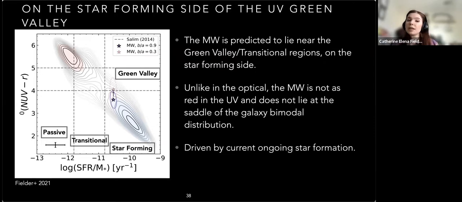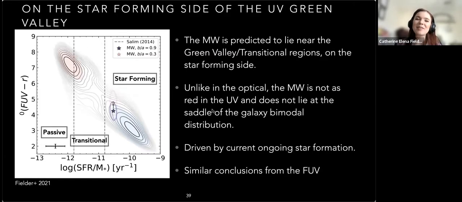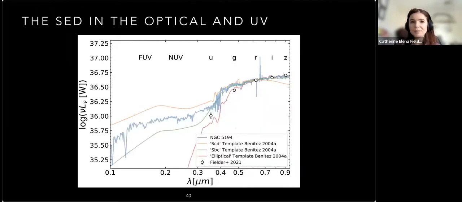And so this is likely driven by current ongoing star formation within the Milky Way. We know the Milky Way is still forming stars at a somewhat decent pace. And so that would make the colors in the UV relatively blue, quote unquote. We can make the same plot for the far UV from GALEX and get very similar results.